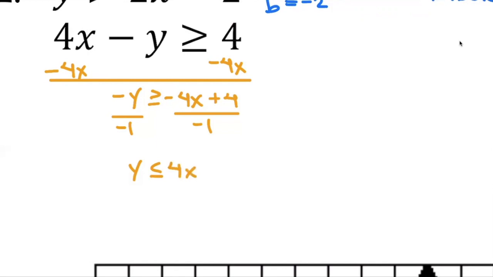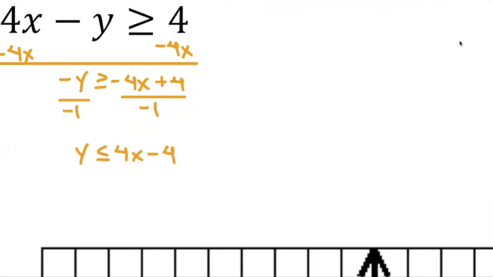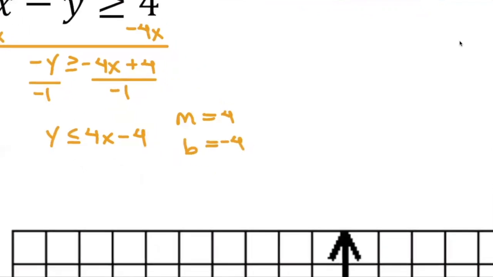So we're going to have positive 4x minus 4. So our slope here is going to be 4, and our b value is going to be negative 4. Now for your line itself, because we can be equal to it, that means we're going to have a solid line. And because it's less than, we're going to shade below.